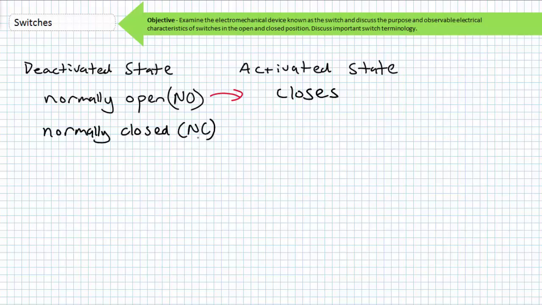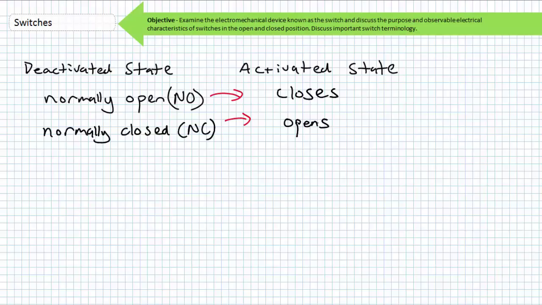In contrast, consider a normally closed switch. A normally closed switch in its deactivated state, as the name implies, is closed. This is its natural deactivated state. When actuated, it transitions to its activated state, that being the opposite of deactivated. A normally closed switch, when actuated, opens. It makes sense. A normally closed switch is normally closed when you're not poking it. When you poke it, it opens.